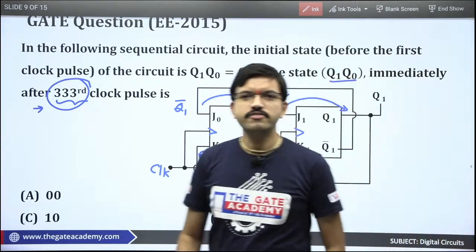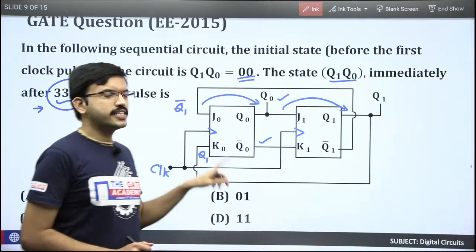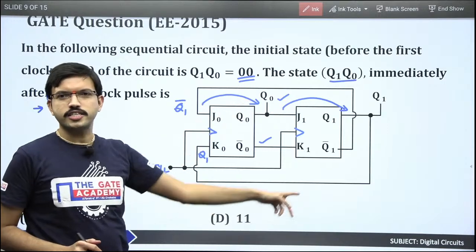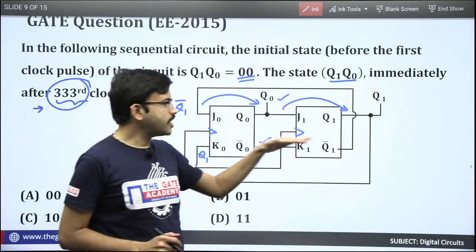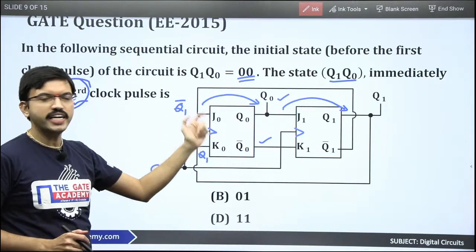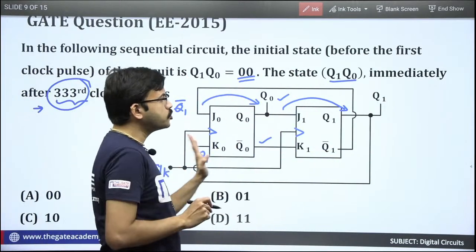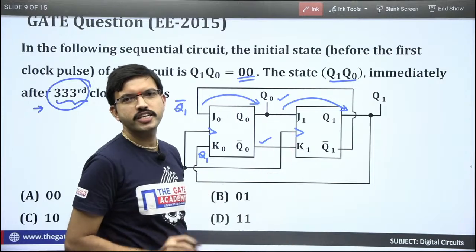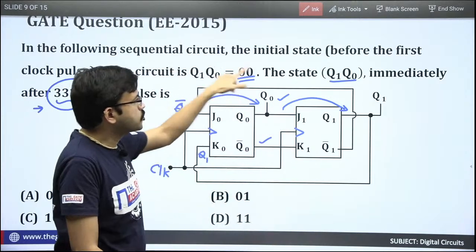Yeah, very good Nikita, very good. The resulting counter is the Johnson counter. In the Johnson counter, the complement output of the last stage we give as serial input, right? So this is simply a Johnson counter, a 2-bit Johnson counter, that's all. Yes, very good Aswin. It is a 2-bit Johnson counter.